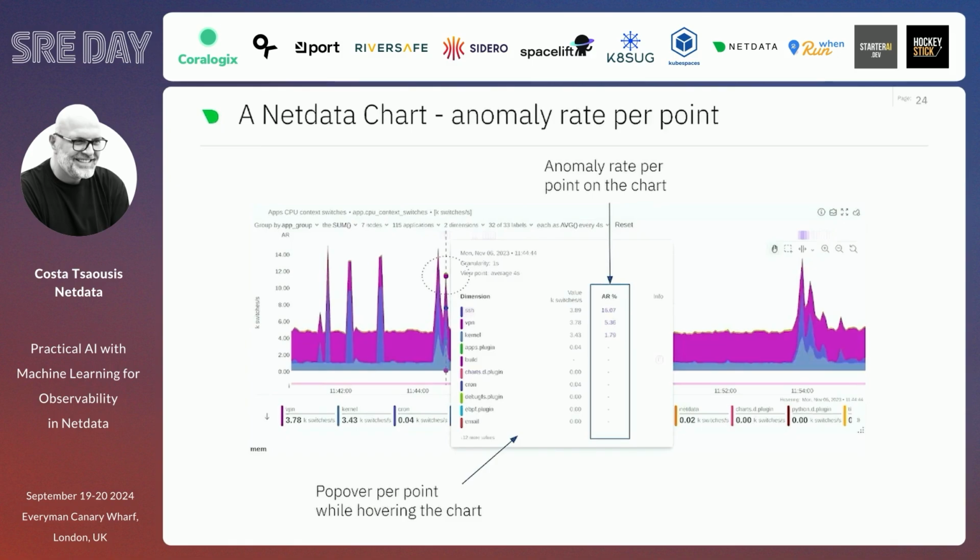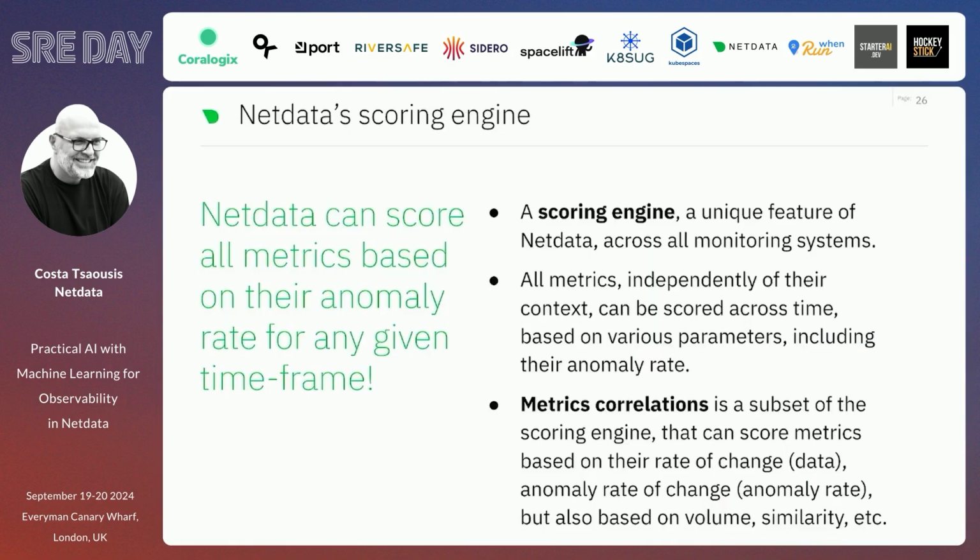So you hover on the chart and you can see that point, that dimension on that point, what's its anomaly rate. Another thing that we did, and this is about the root cause analysis, is that we implemented a scoring engine. What is a scoring engine? All of us know query engines. They do queries from the time series data and return back some aggregations. A scoring engine goes through all the metrics, all of them, for the given time frame and scores them according to an algorithm.